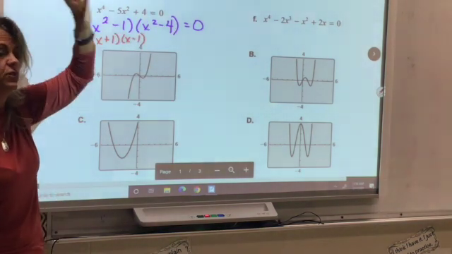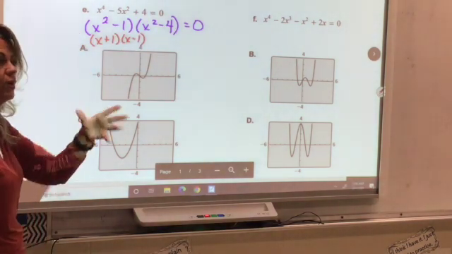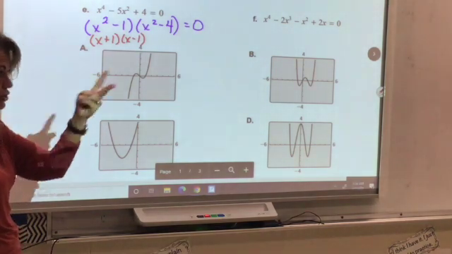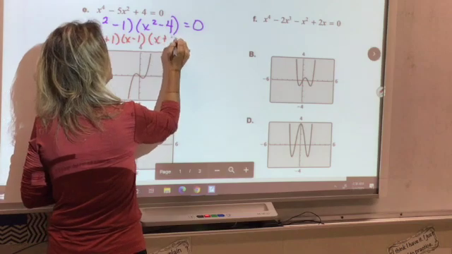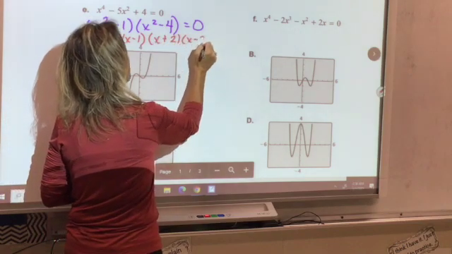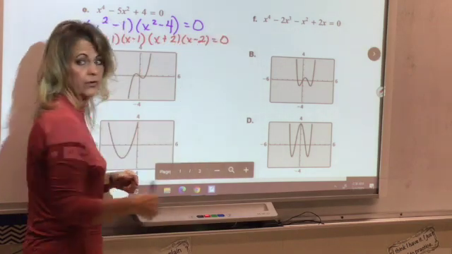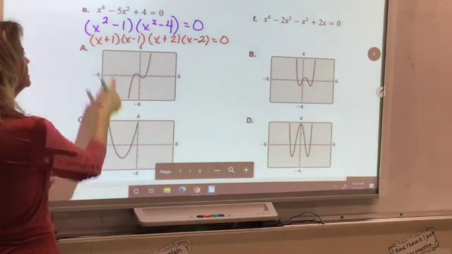Is 4 a perfect square? Yes. What do I have to multiply to get 4? 2 and 2. Okay? So this could be x plus 2. This could be x minus 2. Yes? So here's the deal.